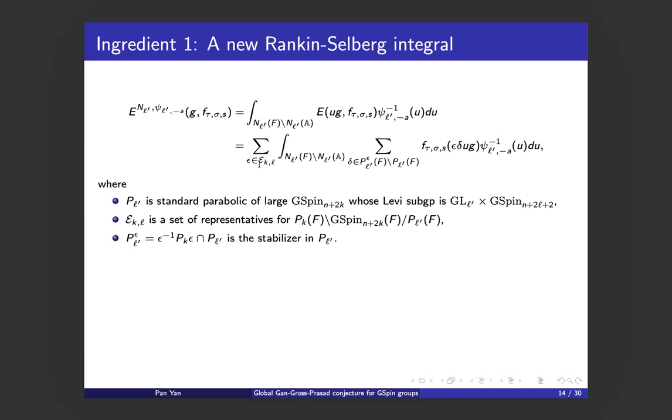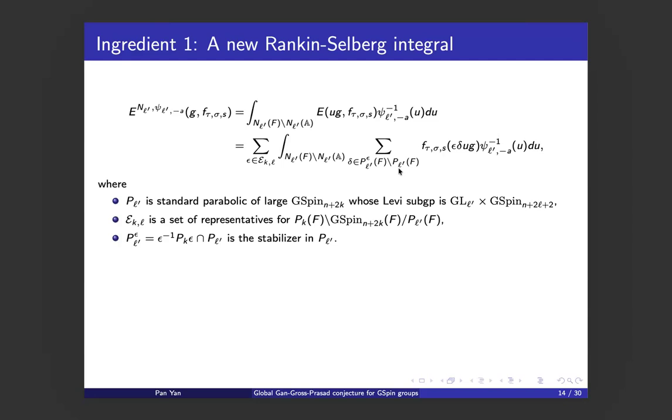So this is a sum over representatives of the double coset space. Epsilon is a representative of this double coset space. And then we take an integral over N l prime. And then this inner sum is over P l prime, f, quotient by the stabilizer of the action of the representative epsilon. So we get this expression here.